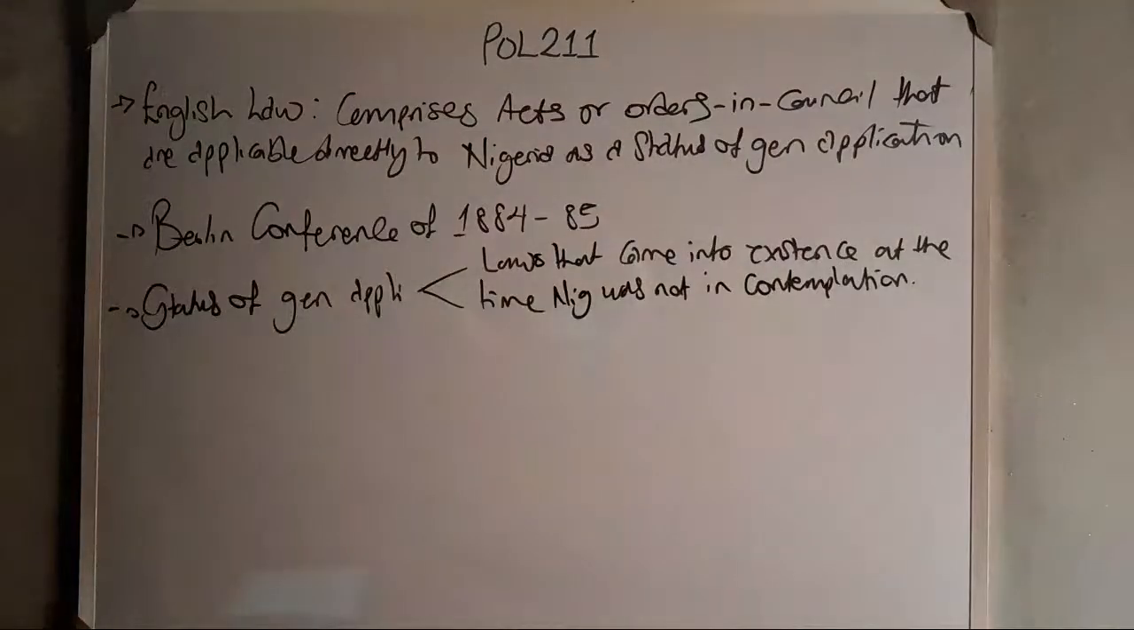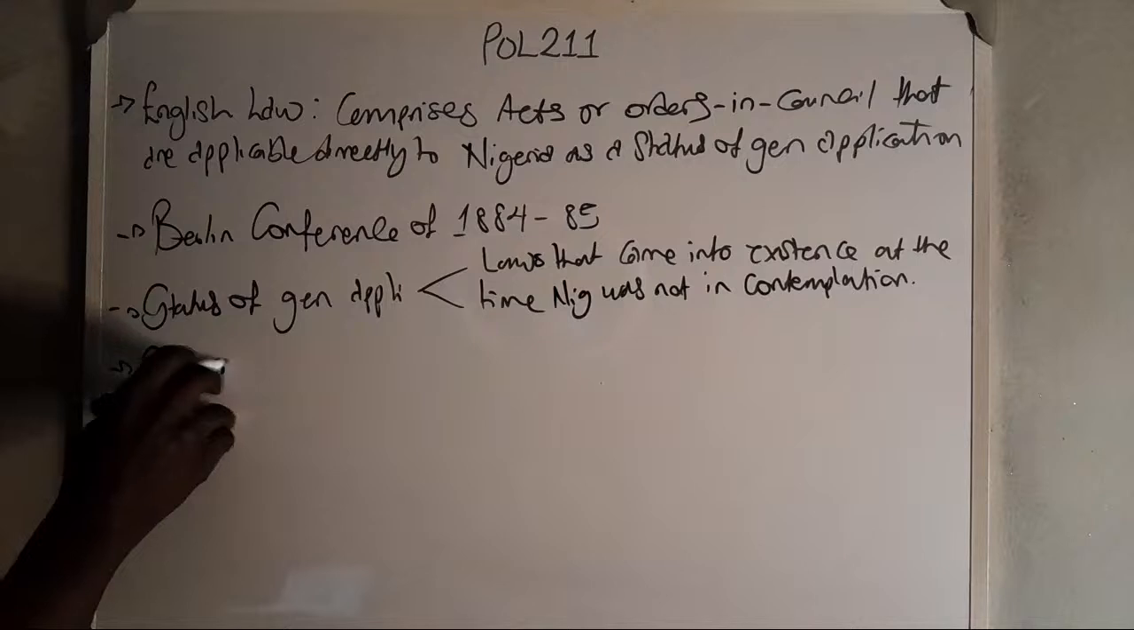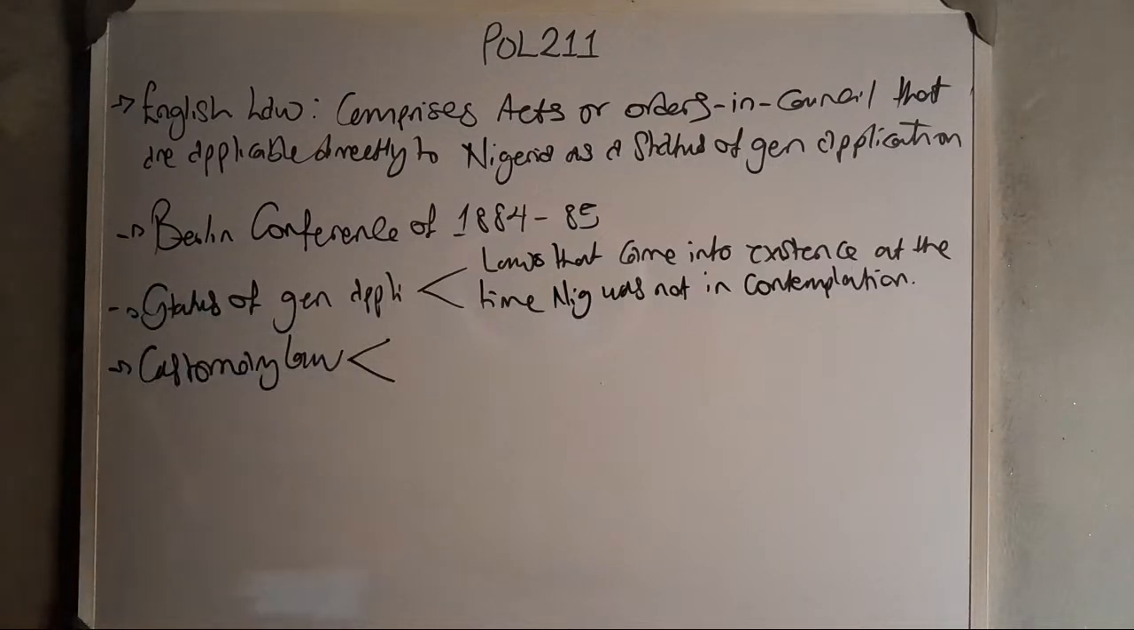All right, so we have sources of the Nigerian legal system. English law happens to be one of the sources of the Nigerian legal system. But now let's talk about some other sources. We have the likes of customary law. This law must undergo three validity tests.